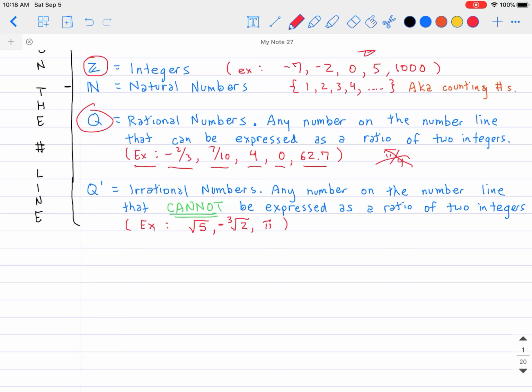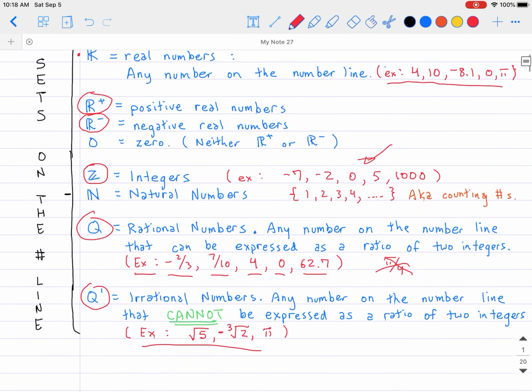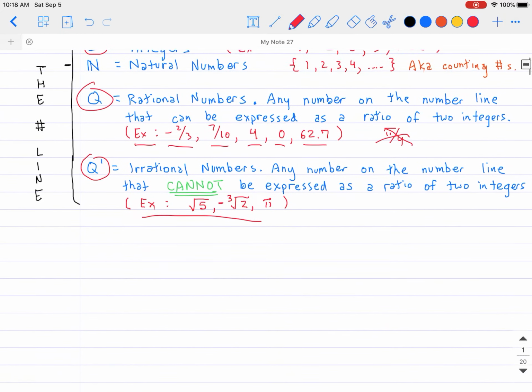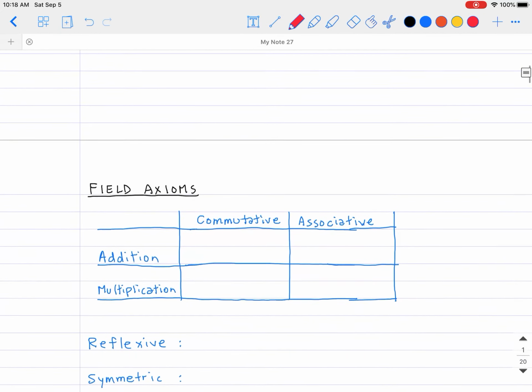And the final item on the list of the number line sets is the irrational numbers. Here we call it Q naught or Q prime, whichever you want to call it. It's just a Q with a little dash above it to indicate that it's not rational. We define this as any number on the number line that cannot be expressed as a ratio of 2 integers. Examples are the square root of 5, the negative cube root of 2, and that pi we were just talking about. Those are all the sets that we have right now on the number line.